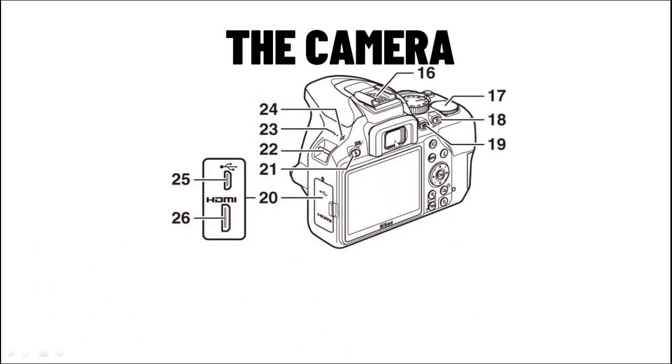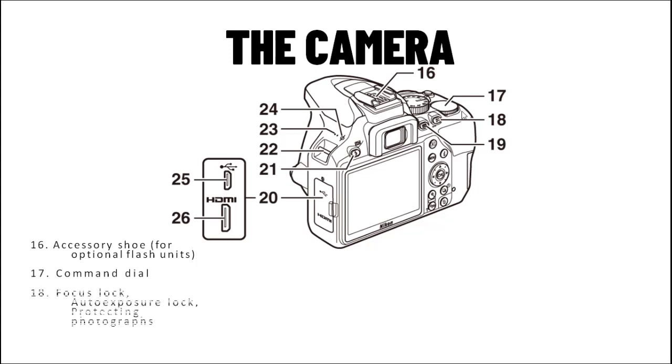So the next series we'll be looking at is number 16, and number 16 is our accessory shoe for optional flash units. Now if you have an external flash or you have a trigger, you fix your trigger or your external flash here. Number 17 is the command dial. This command dial, you use it to fit or address certain commands within your camera.